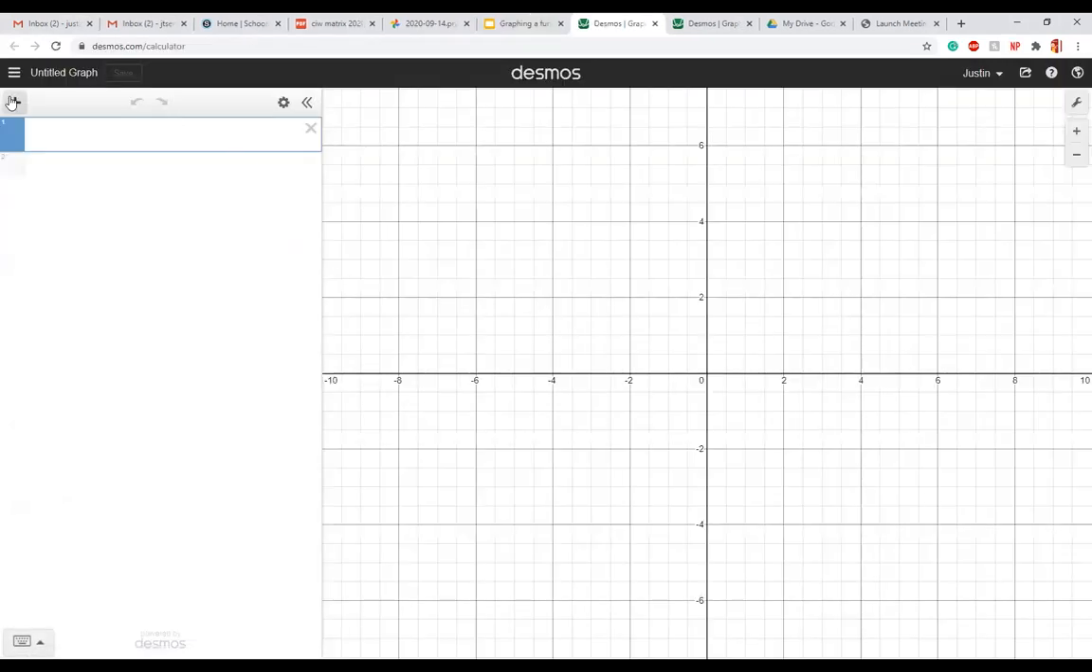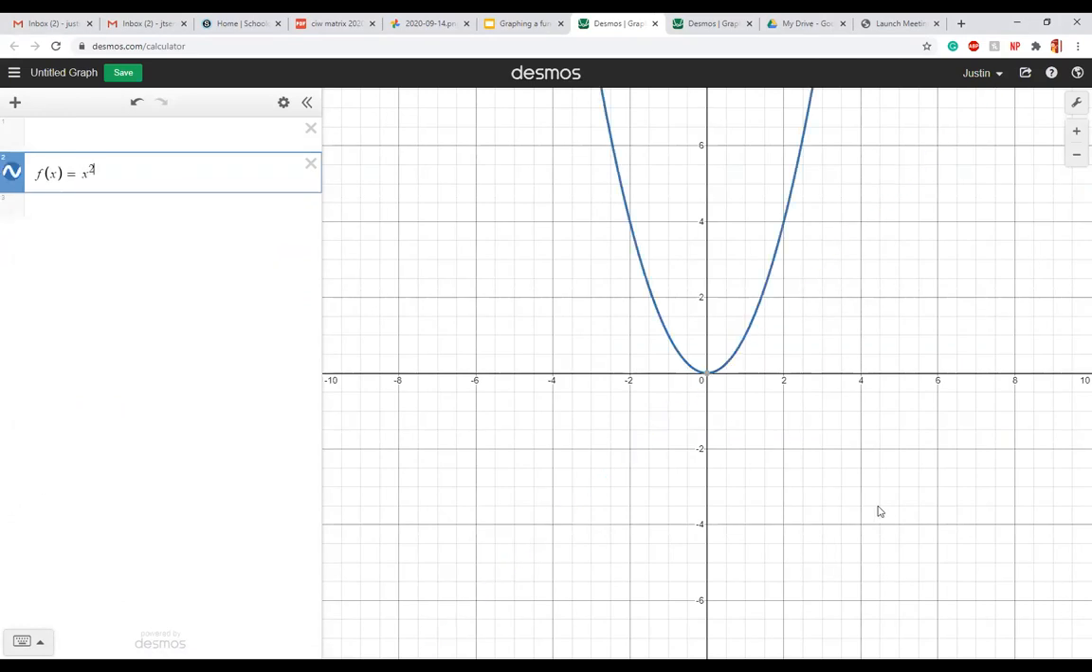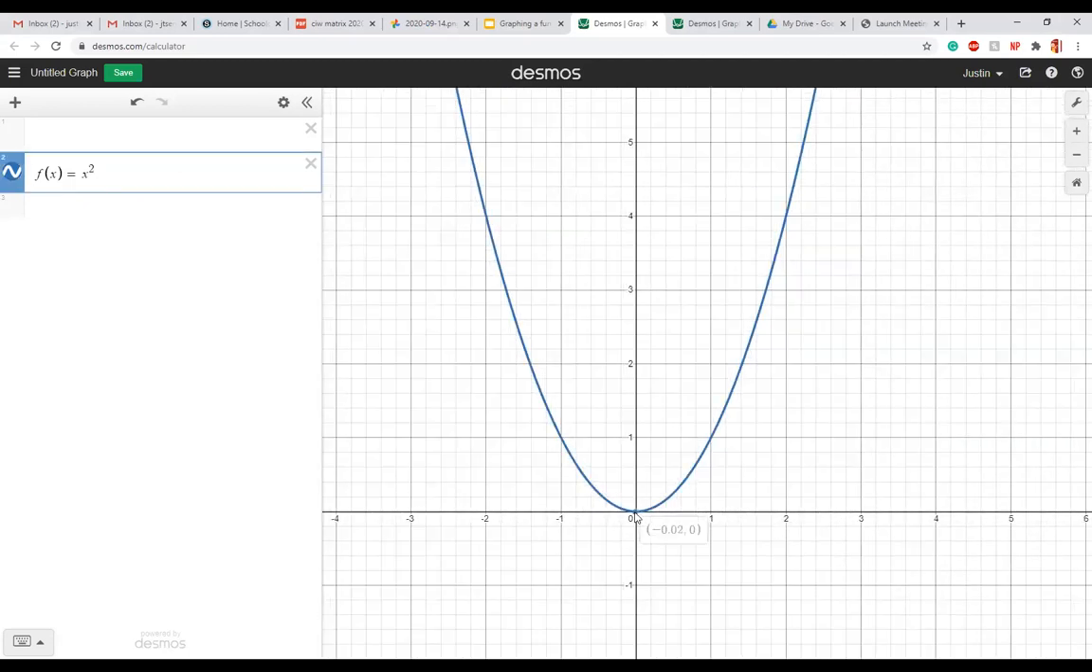At the website, you'll click the plus over here. You go to the expression, and you'll type in your function. Let's say mine is f of x is equal to x squared. It'll show up right here. And if you need to see specific points or zoom in and zoom out, you can use your trackpad or mouse, and you can hold down and slide along, and it'll show the specific points.